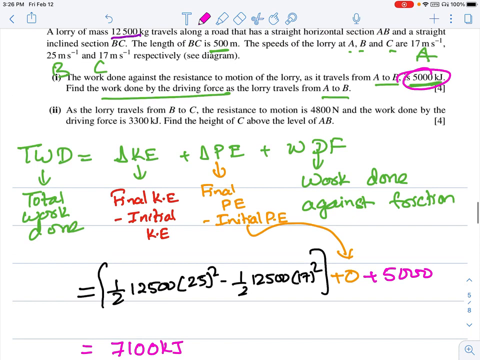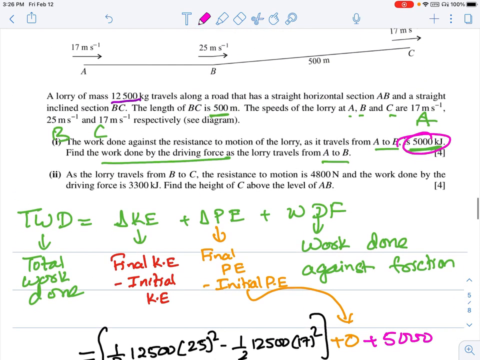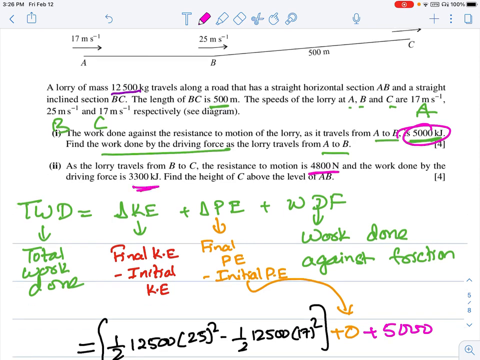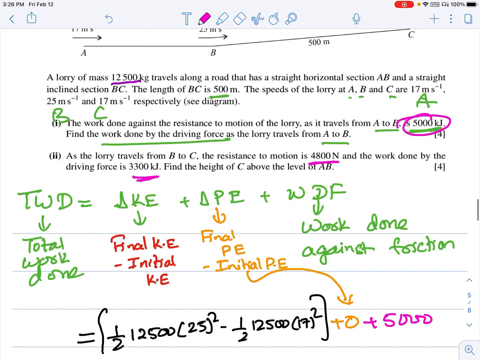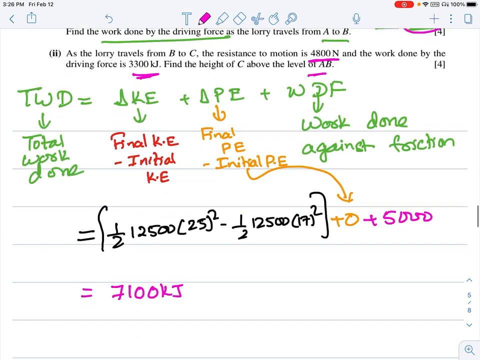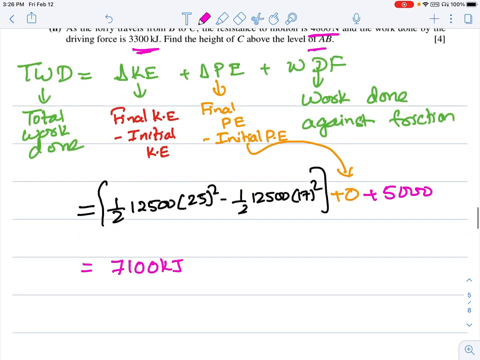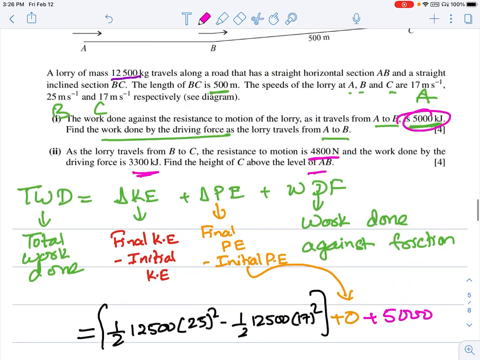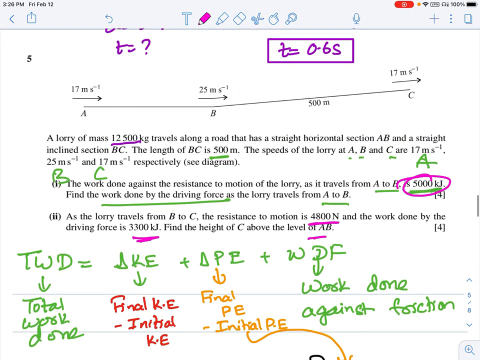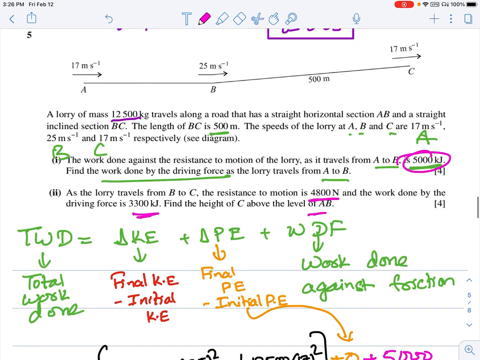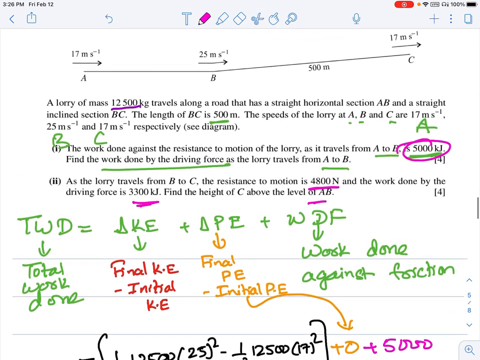Now coming to the second part. As the lorry moves from B to C, the resistance of the motion is 4,800 newtons. The work done by the driving force is 3,300 kilojoules. Find the height. So what is the height he is asking us to find, as it is going from B to C.